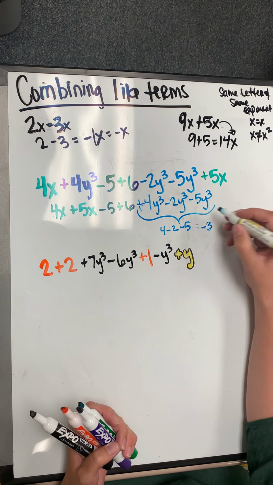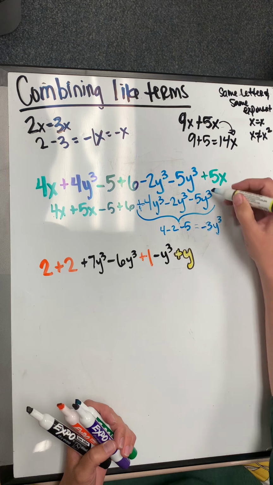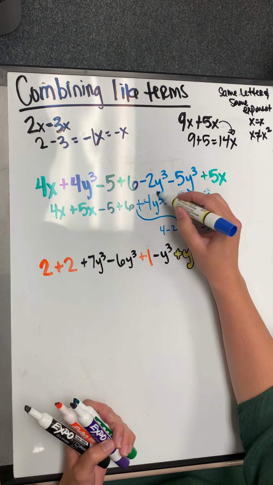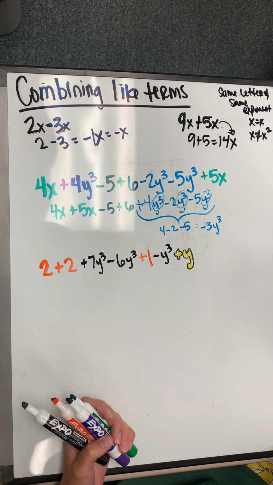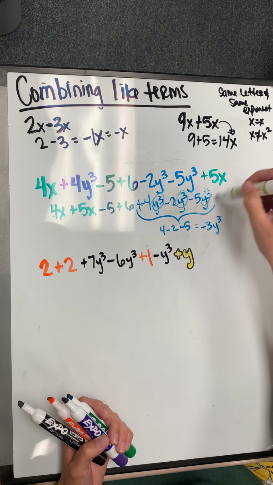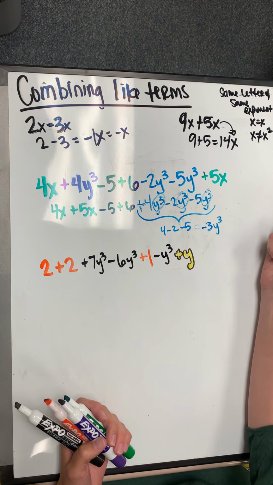Now, the part that you need to remember is keep that variable along with it. We haven't changed it in any way. It's still y to the third, and that cubed is only going to that y. And yes, you can say it either way, y to the third or y cubed. Now, after I have all of my y to the thirds combined, this will be in my answer.